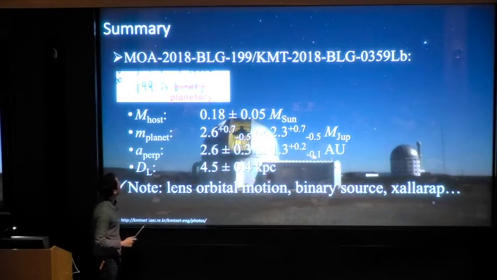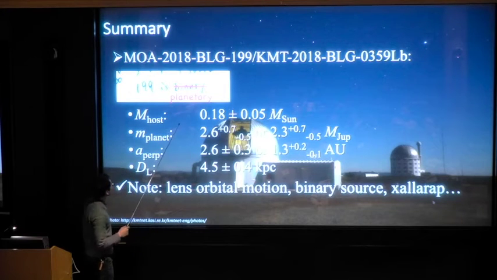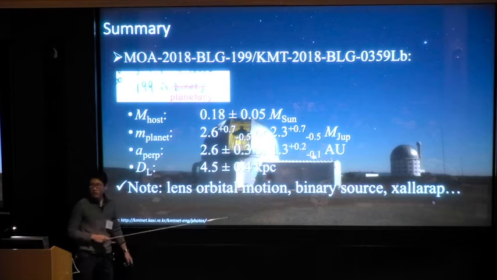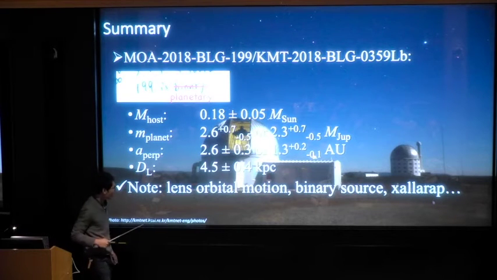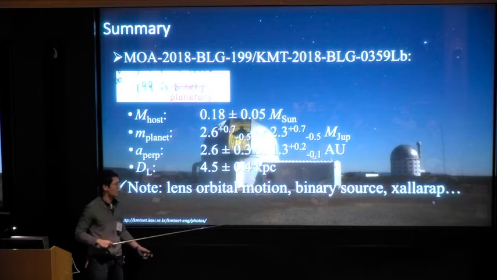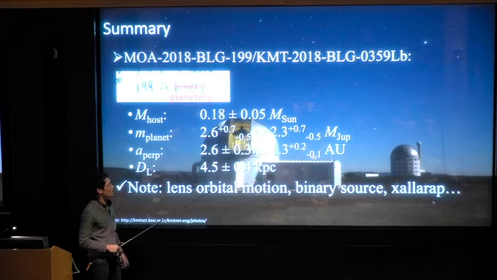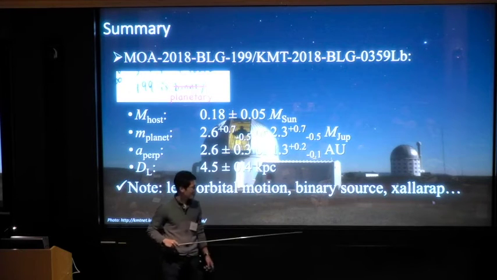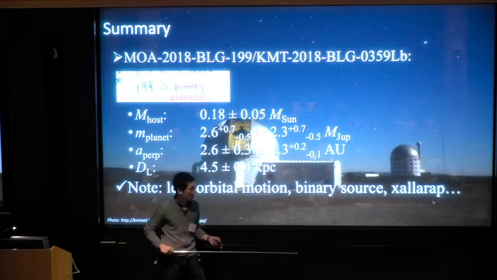So in summary, this MOA-2018-BLG-199 is a planetary event, not binary, and it's a super-Jupiter mass planet around low mass stars. Just finishing my talk, I should note I'm still working on the lens orbital motion, and I don't see a chi-square improvement with this model, but maybe I need to consider the uncertainty in each parameter. And also, I should try the binary source model, as Martin and Radek mentioned yesterday. Maybe I should also check the model. I'll stop here.